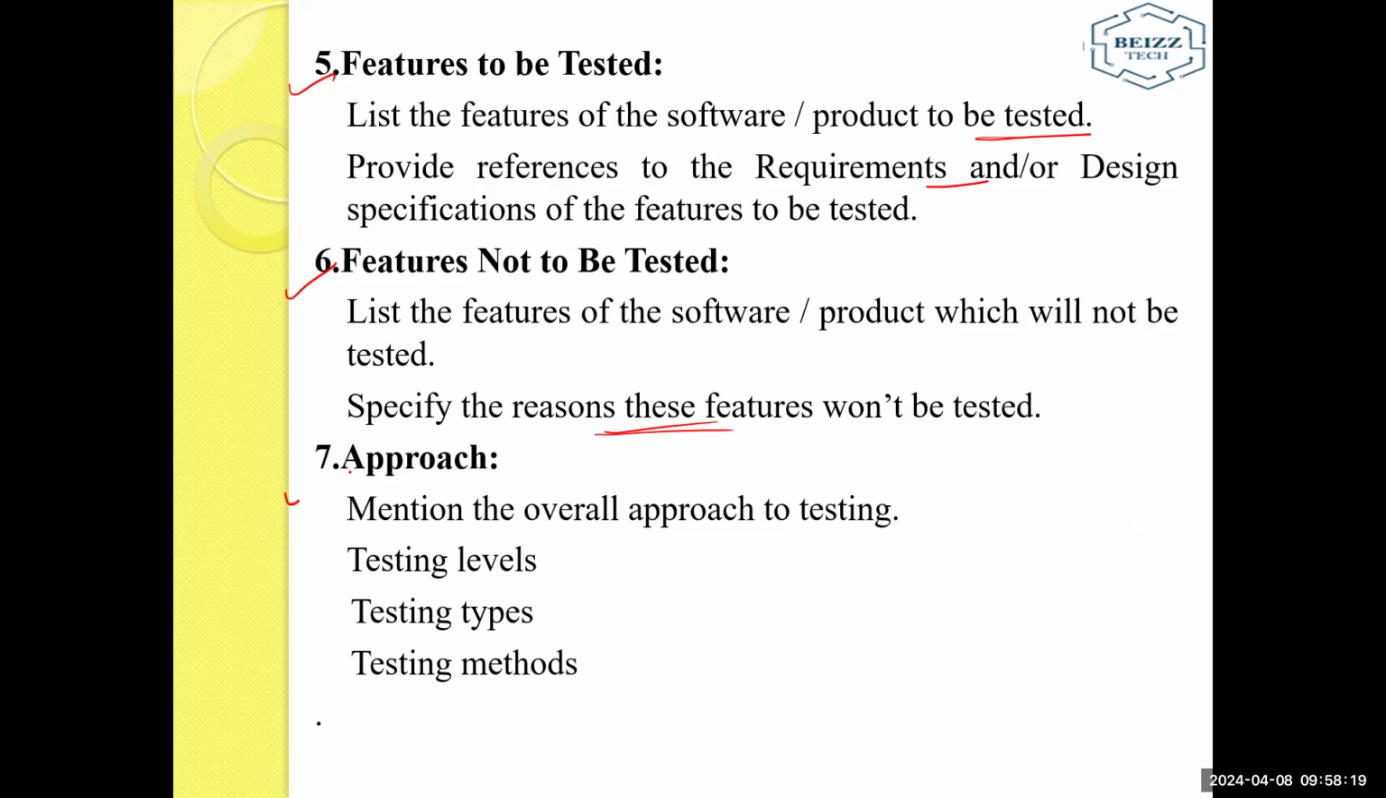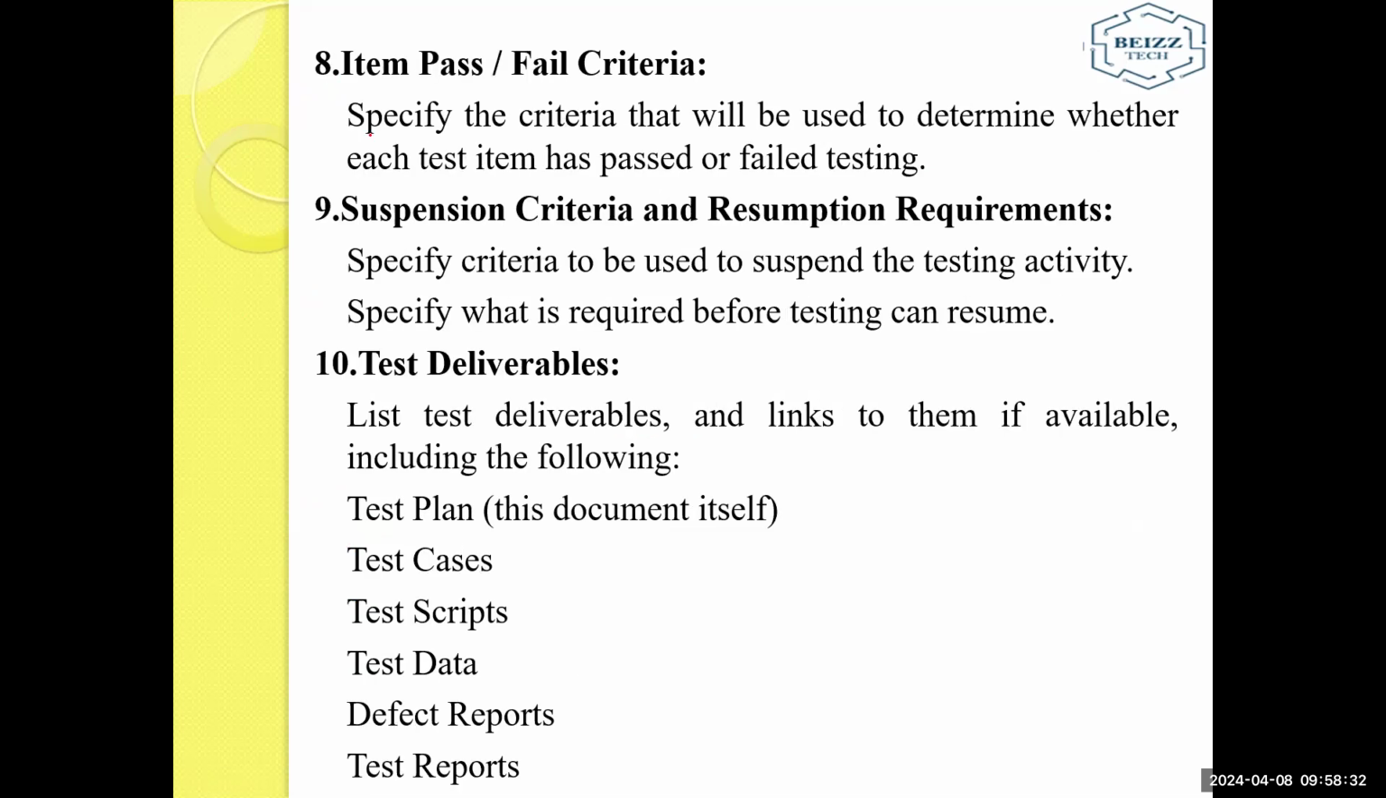Even approach, different levels, what type of testing you are following, methods you are following, way of particular testing, manual or automation, those things you'll be getting. That is for approach. Item pass and fail criteria. Specify the criteria that will be used to determine whether each test item has passed or failed testing. So that is again item pass fail criteria. You will get to know that before, right?